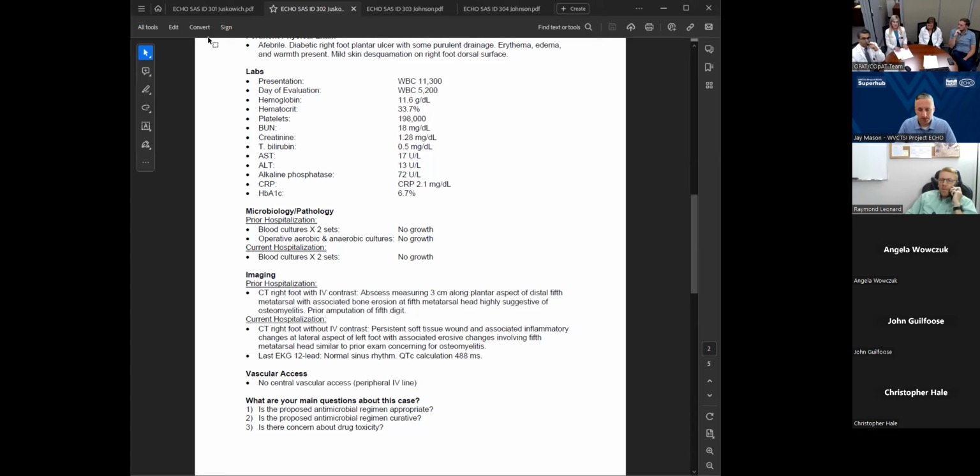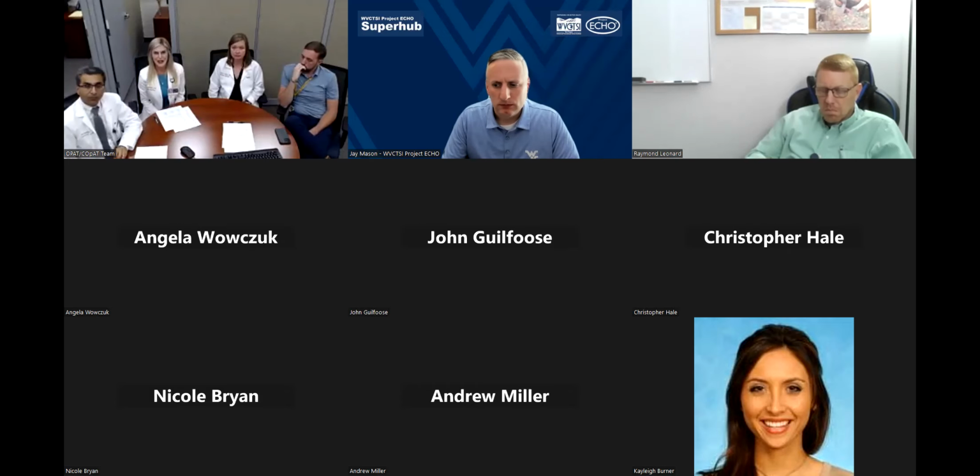So is there concern for drug toxicity? The only other thing I wanted to point out here is we were comfortable using a quinolone in the setting of mildly elevated QT or QTC. And in this patient, I think she did end up having a repeat EKG a couple weeks later, and it showed a pretty stable value. So she did quite well. Any questions or discussion points?